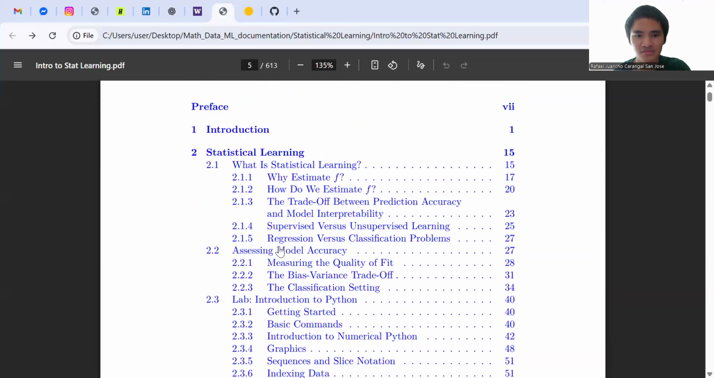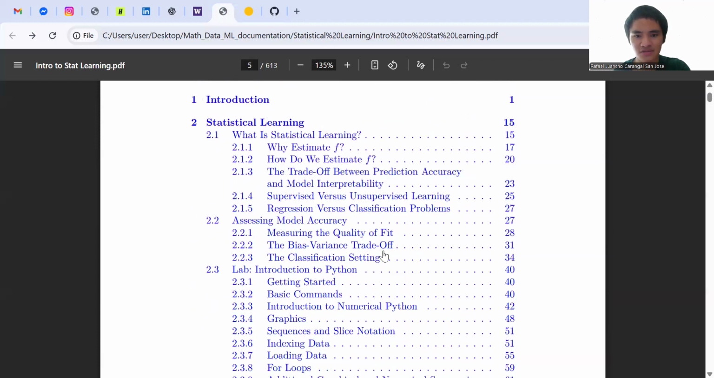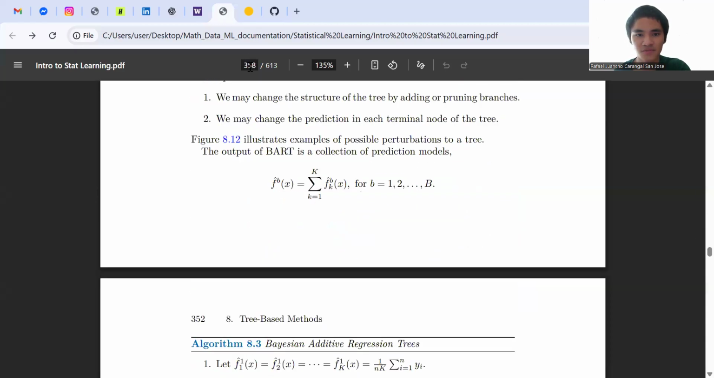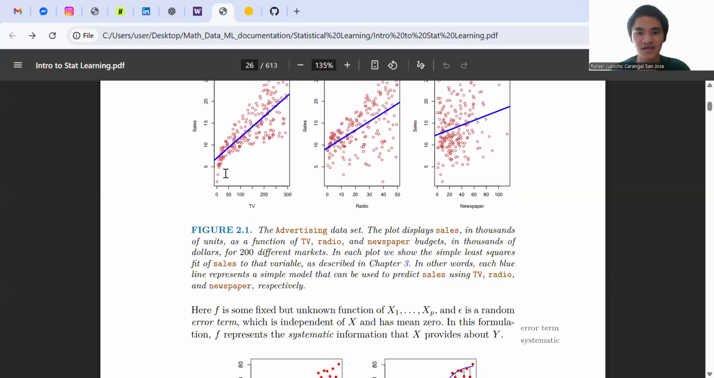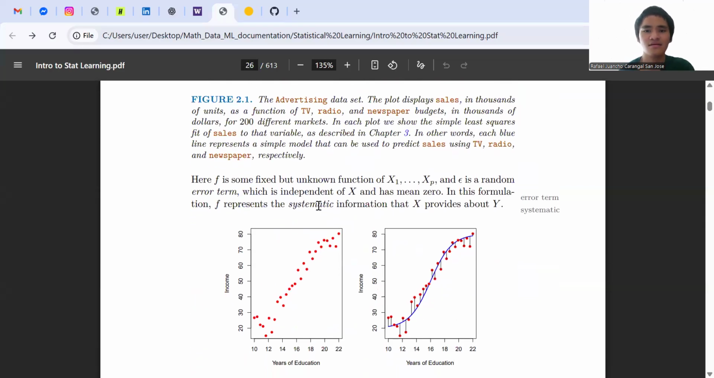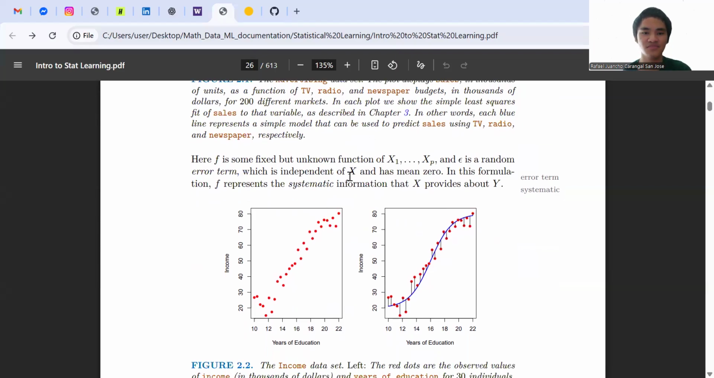Yeah. It's really just the idea where we go, oops, where am I going? 26. Okay. So that's the idea. And in each plot, we show the simple least squares fit of sales to that variable, as described in Chapter 3. In other words, each blue line represents a simple model that could be used to predict sales using TV, radio, and newspaper, respectively.